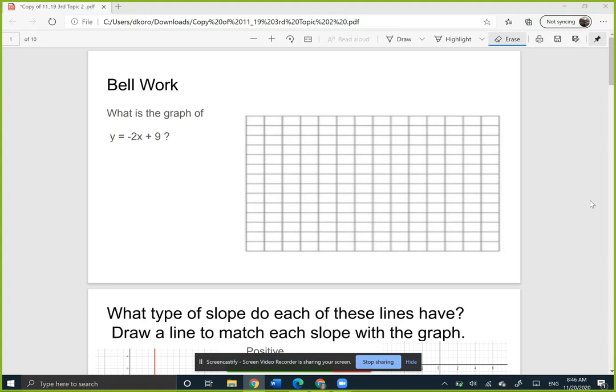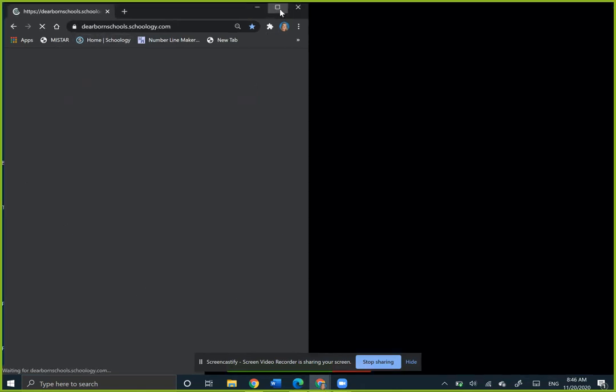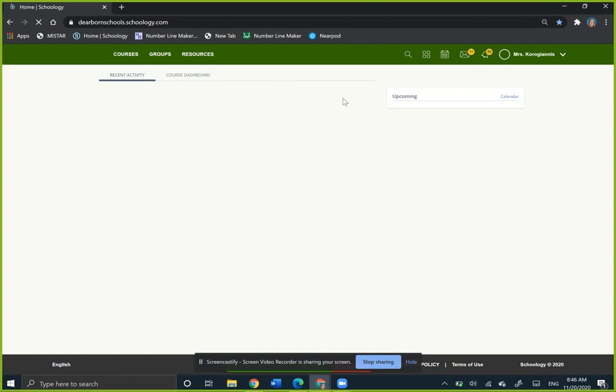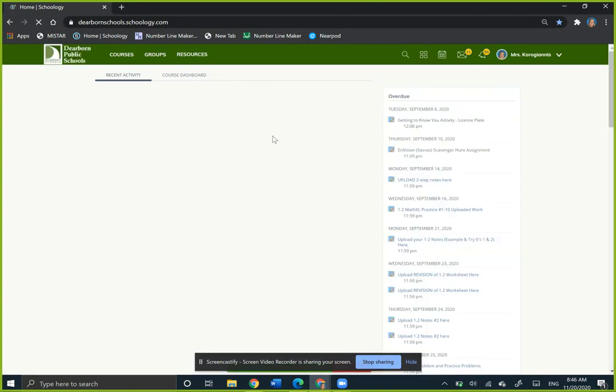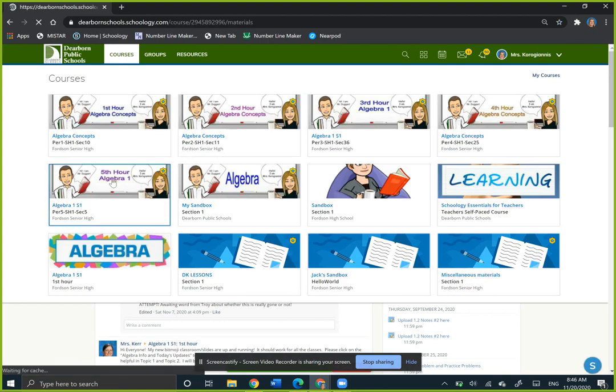Number one was the bell work, and it says, what is the graph of y is equal to negative 2x plus 9? So after we started teaching how to graph from standard form, I saw a lot of confusion with this problem. So don't forget that if you go to your Schoology, I'm going to show you right now. If you go to your Schoology, I will just choose, this is for 5th hour, but 5th and 3rd are the same way. So go to 5th hour.